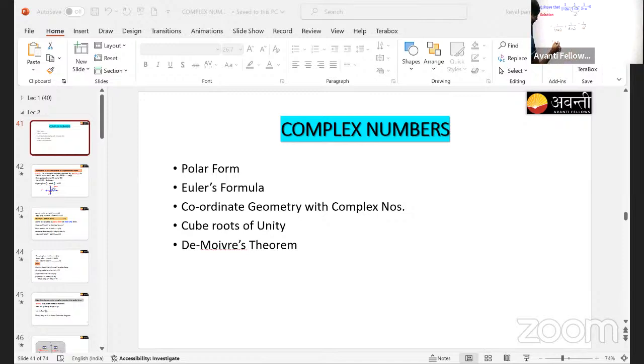We'll take LCM here. We have to simplify. We can take LCM. 2 plus omega plus 1 plus 2 omega upon 1 plus 2 omega into 2 plus omega, plus 1 upon omega square. Here we'll multiply and divide by omega. So the denominator will get omega cube.